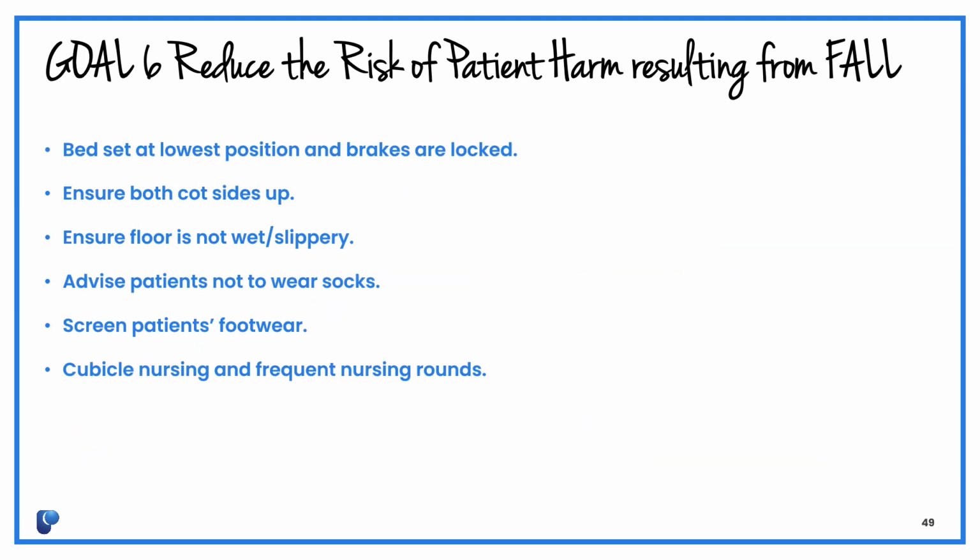So how can we reduce the risk of patient fall? First, we can set the bed at the lowest height and lock the brakes of the bed. Ensure both cot sides are up. Ensure the floor is not wet or slippery, including in the bathroom. Advise patients not to wear socks. Screen patients' footwear or provide them with hospital-provided footwear. Lastly, we should practice cubicle nursing and do frequent nursing rounds to ensure patients remain in their bed and are not attempting to get out of the bed themselves.